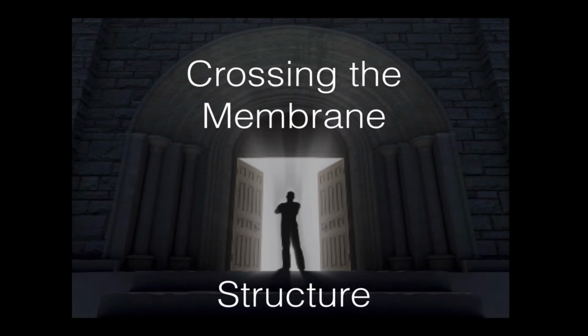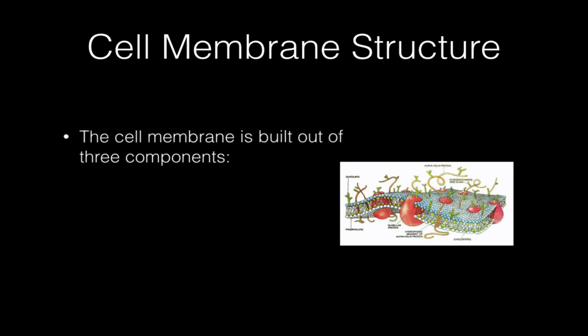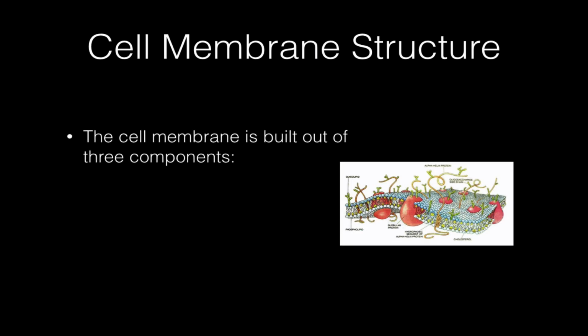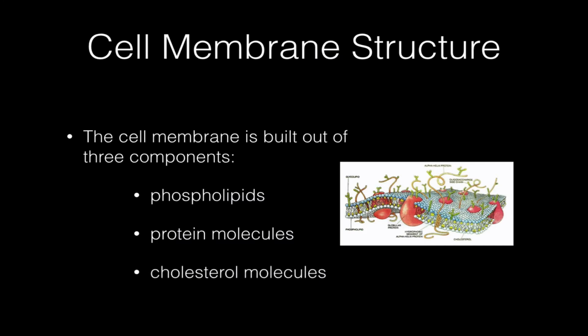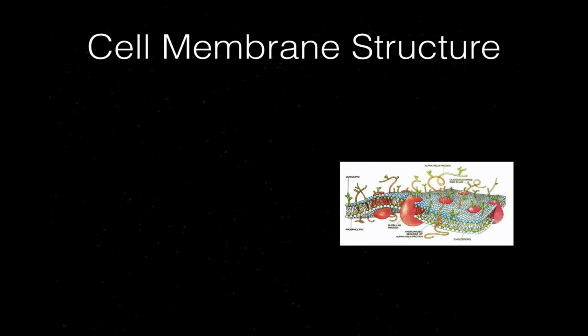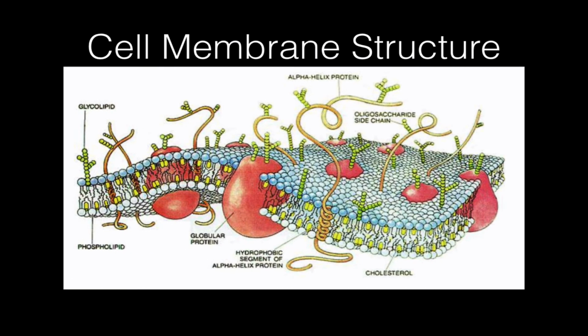In the first part of this unit, we're going to be talking about the structure of the cell membrane. The structure of the cell membrane is based on three components: phospholipids, proteins, and cholesterol molecules. These three things combine to build this double-layered structure that surrounds all living cells. Let's look at this picture more closely and identify these parts.